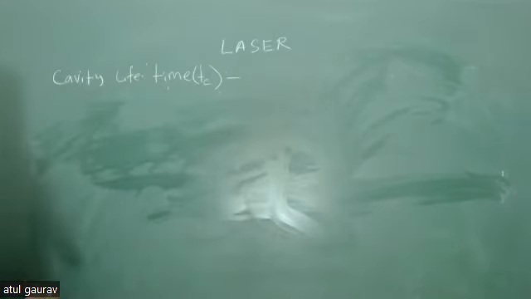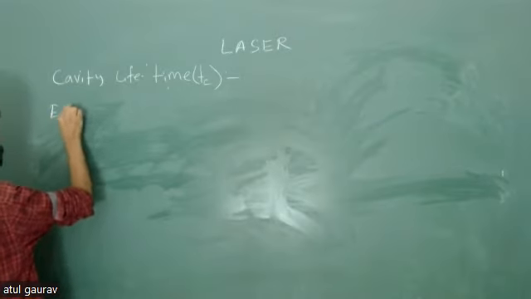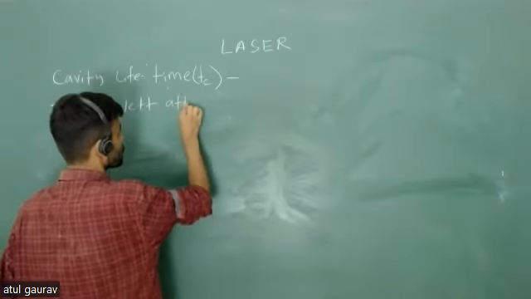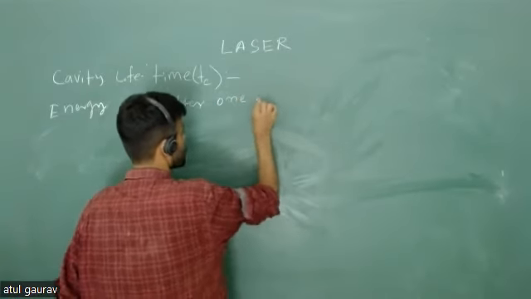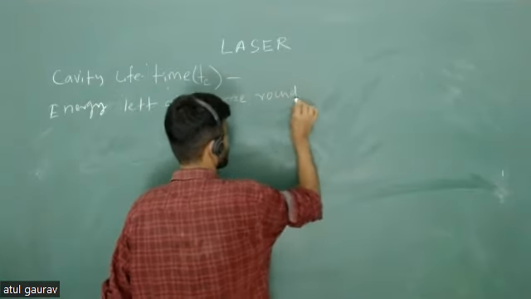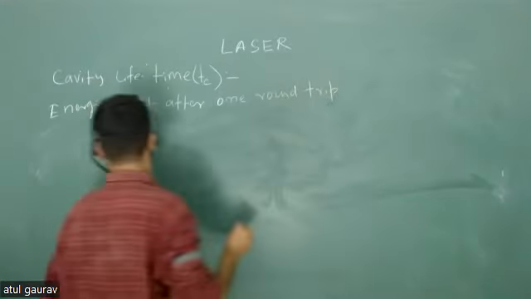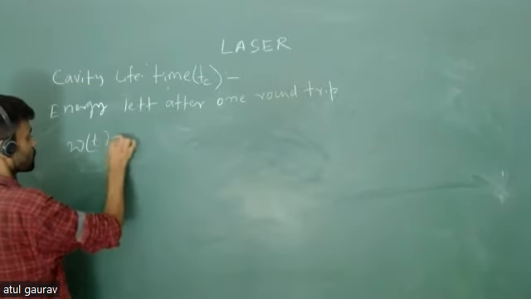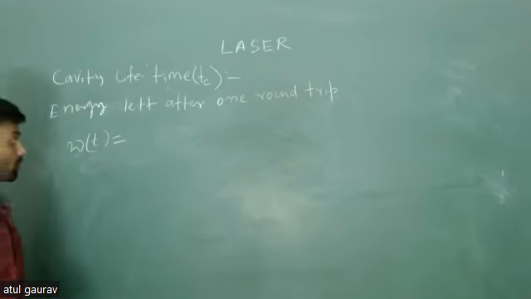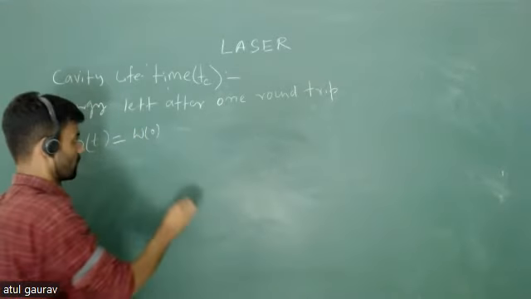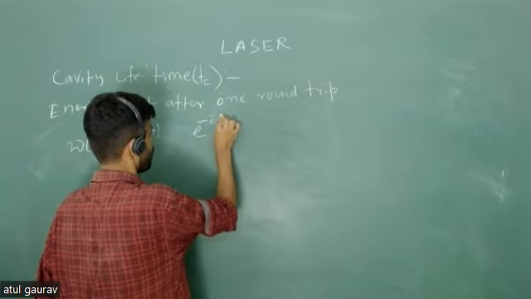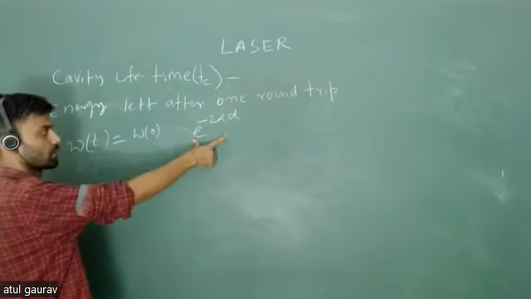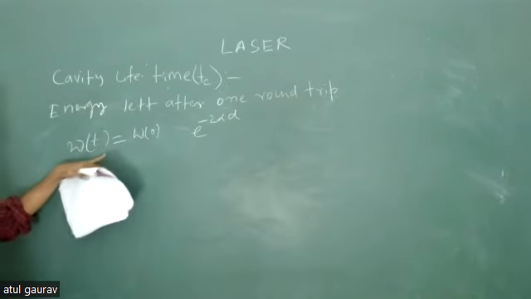So we can write that energy left after one round trip, okay. So that will be, let us assume, W of t. Obviously we will get this factor, and of course this will be exponential minus 2 alpha d. Is it clear, this factor? This is your initial energy. So after time t, the energy left will be this.